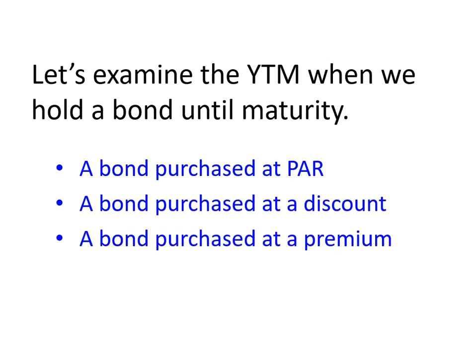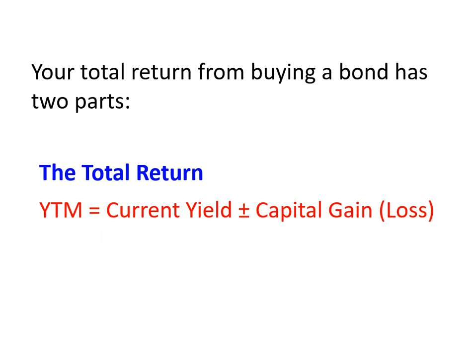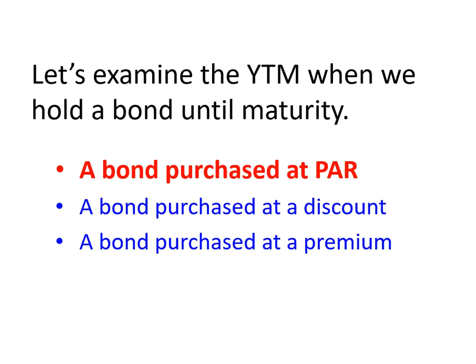Let's go ahead now and examine the yield to maturity when we hold a bond until maturity. We're going to look at a bond purchased at par, a bond purchased at a discount, as well as a bond purchased at a premium. Keep in mind, our total return from buying a bond has two parts, the current yield and any expected capital gain or loss. First, let's examine the yield to maturity when we purchase a bond at par value.